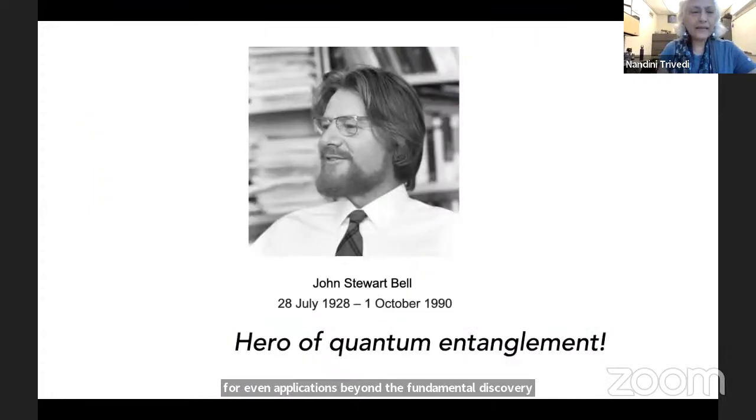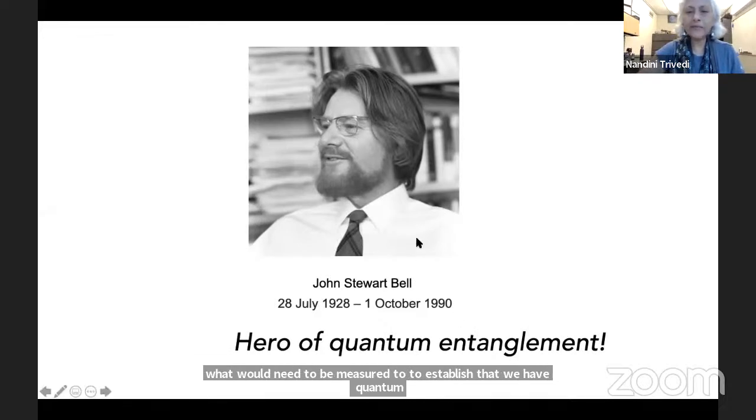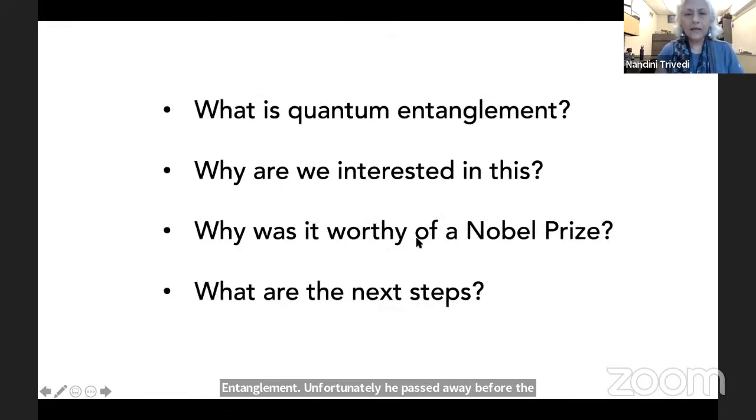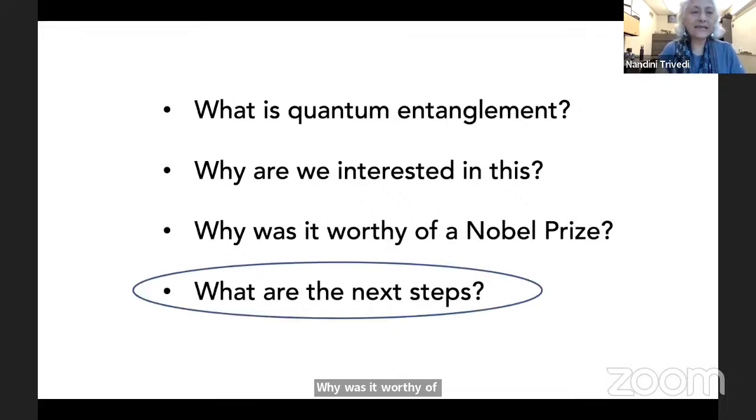The real hero of this topic, though, is John Bell, who in 1960s took something that was a philosophical debate and brought it into the scientific forum by making a very precise prediction of what would need to be measured to establish that we have quantum entanglement. Unfortunately, he passed away before the Nobel Prize. Okay, so what is quantum entanglement? Why are we interested in this? Why was it worthy of a Nobel Prize? And what are the next steps? And it's the last question that I will dwell on.